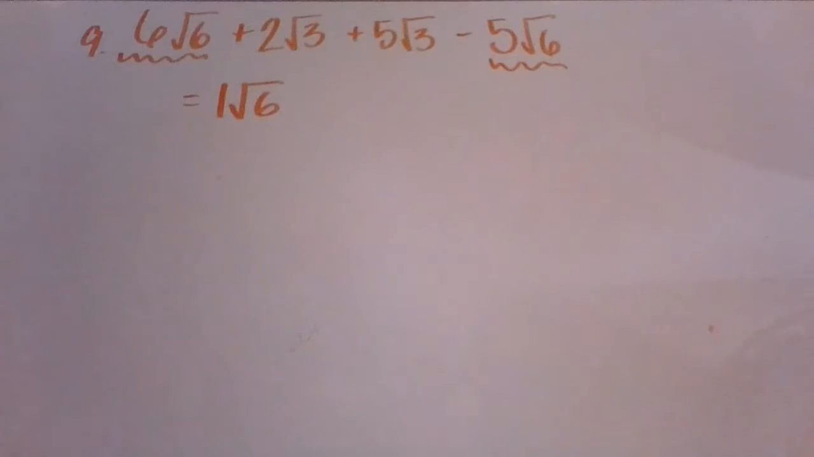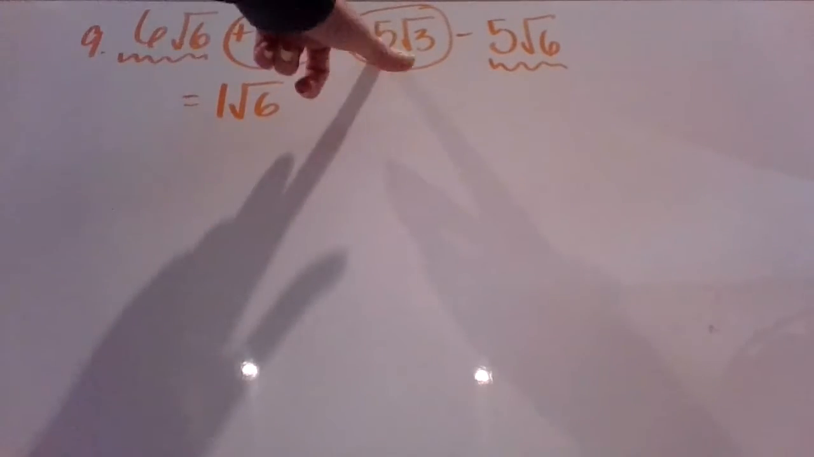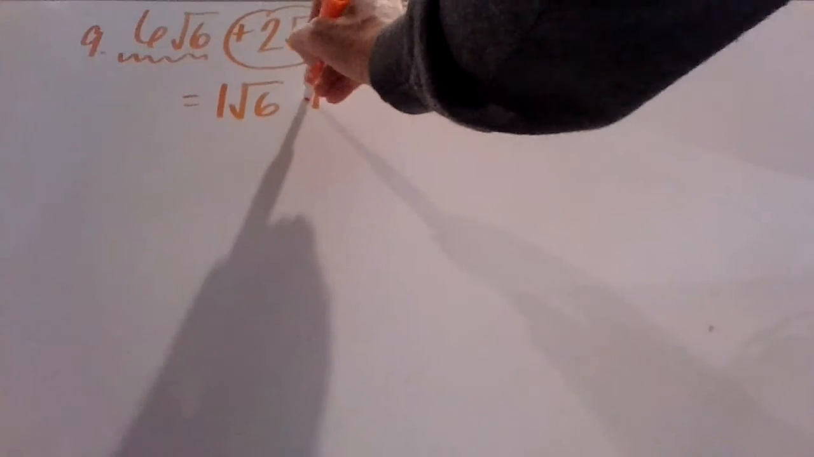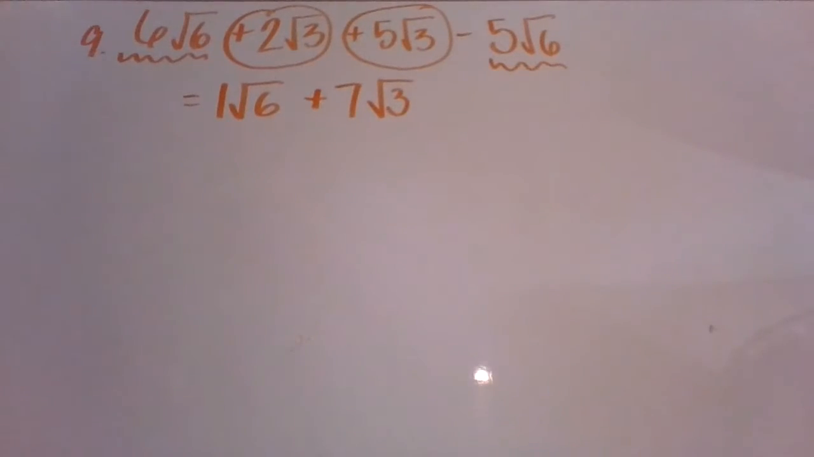You don't have to have the 1. You can just write square root. That is fine too. And then these, we'll put a circle around them, are both square root 3. So I look at their signs. This is positive and this is positive. So 2 plus 5 is 7. So plus 7 square root 3 is our answer.